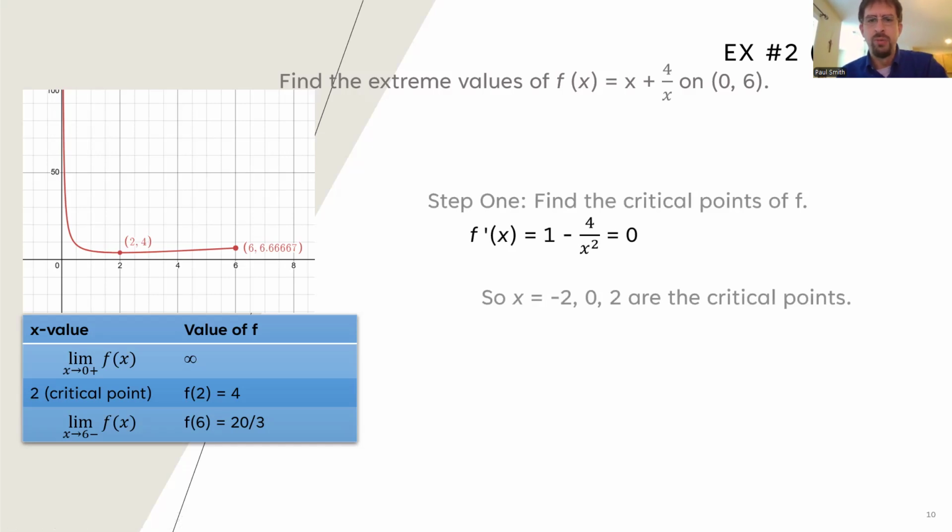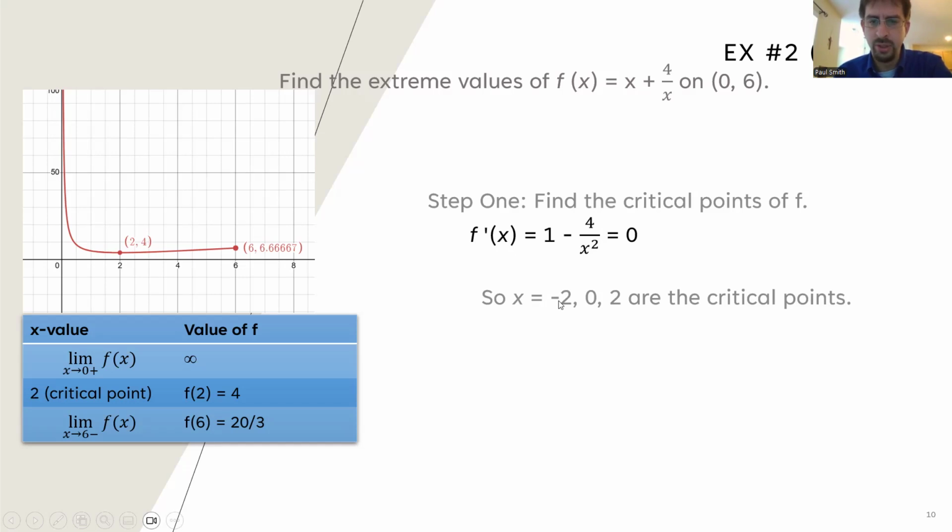And in fact, well, what do we do? We take a derivative. One way to rewrite this function is x plus 4x to the -1. And we find our derivative is 1 minus 4 over x squared, which we're going to set equal to 0.